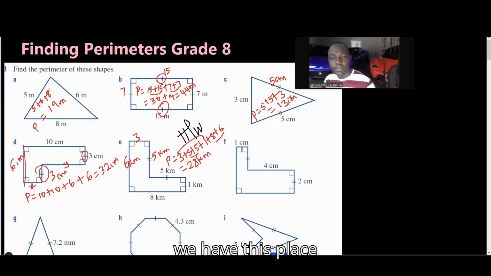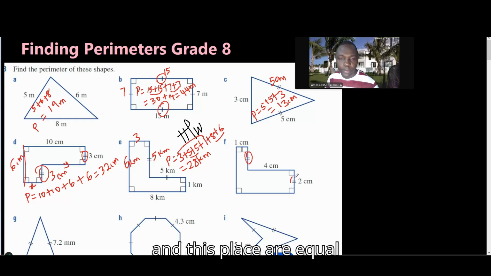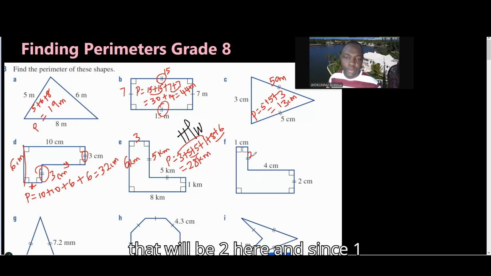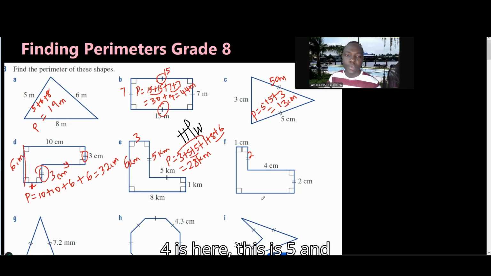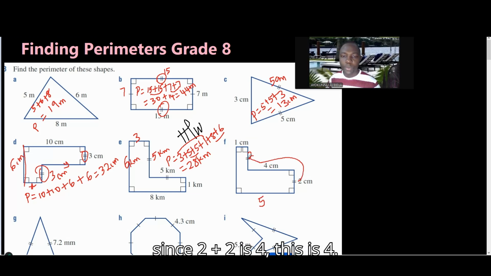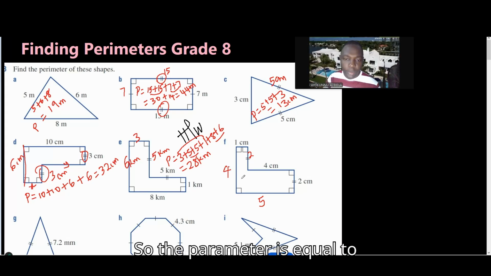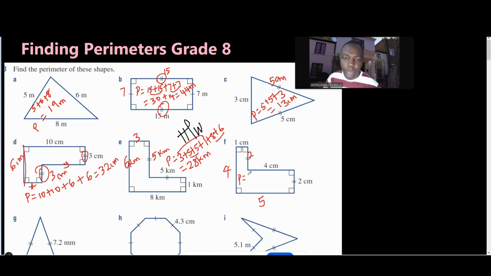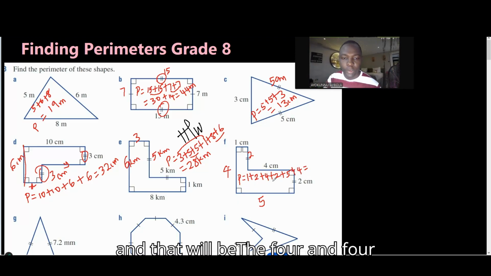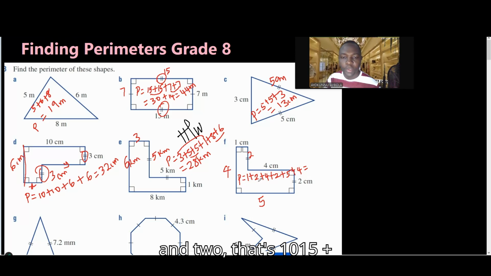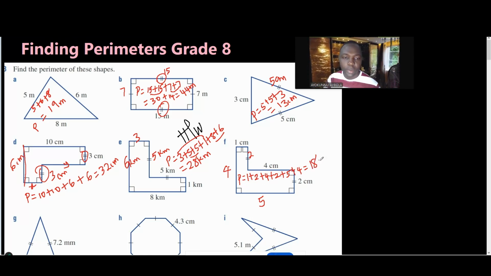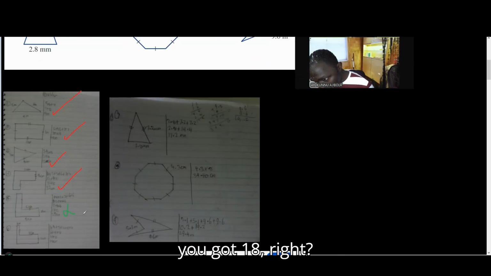we have this place and this place are equal. That will be 2 here. And since 1 plus 4 is here, this is 5. And since 2 plus 2 is 4, this is 4. So the perimeter here equals 1 plus 2 plus 4 plus 2 plus 5 plus 4. And that will be the 4 and 4 and 2, that's 10, 15 plus 3, that's 18 centimeters. So you got 18, right?